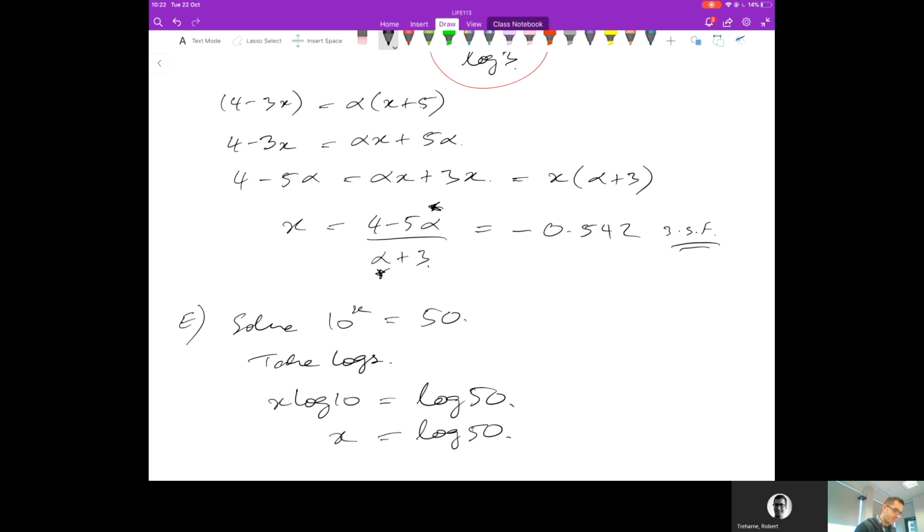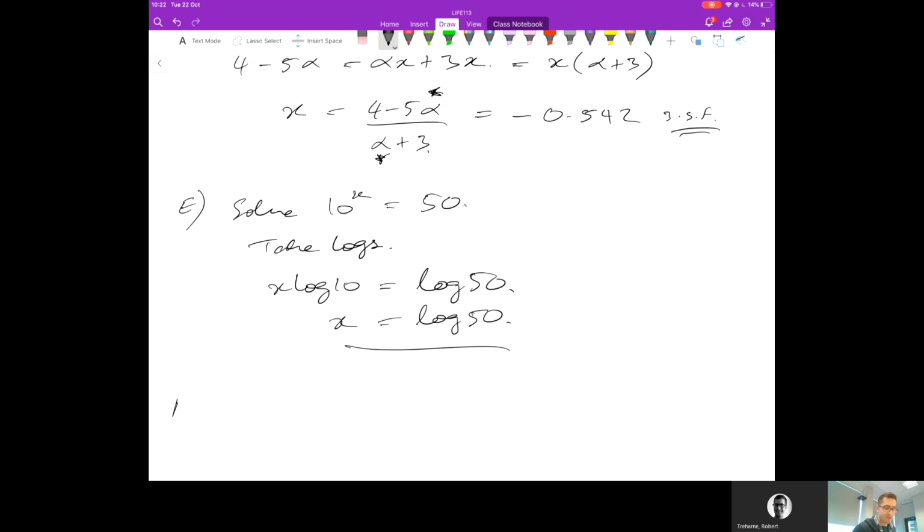Yeah, I just realized I made a mistake in my answers. The log of 50. That'll do as a solution, right? F. Simplify this. ln2 plus ln24 minus 4 ln2.